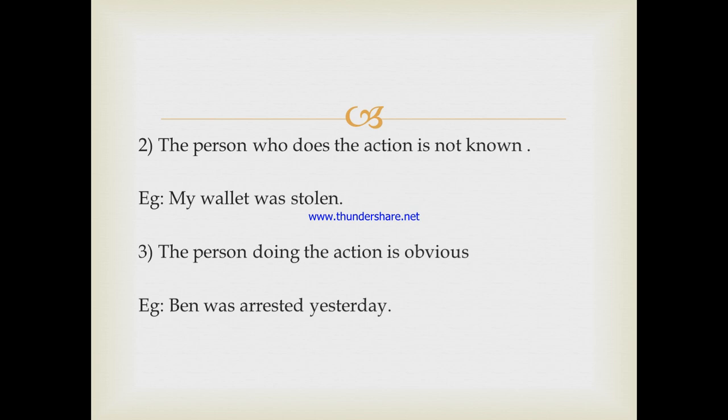Right, now let's see the second occasion that we need passive voice. The person doing the action is obvious. The person who is doing that action is obvious because nobody does such type of actions. Ben was arrested yesterday. Yes, you know that normally people are arrested by the police. No need to mention the doer because the person who is doing the action is obvious. This is another occasion that we use passive voice.